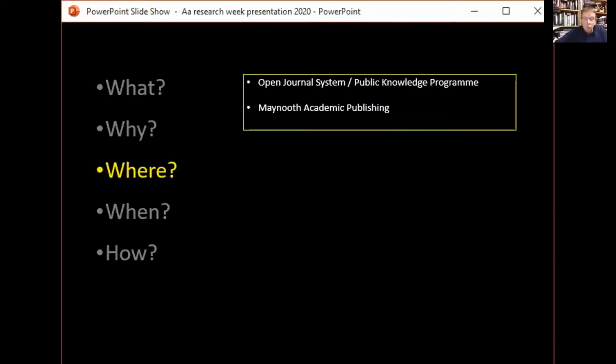Where we did it eventually was to use the Open Journal System and publish through Maynooth Academic Publishing. We discussed this over a period of time, really looking at alternative platforms, and eventually went with the Open Journal System because it's so simple, so easy to use. The platform already exists. Even a technophobe like myself can go in there and structure and create a journal that does all the things you need a journal to do.